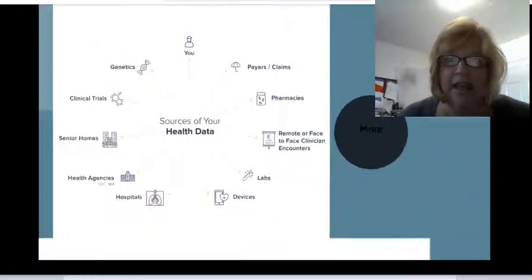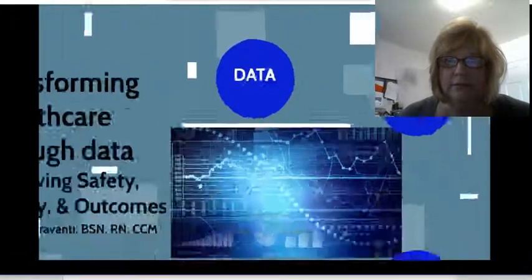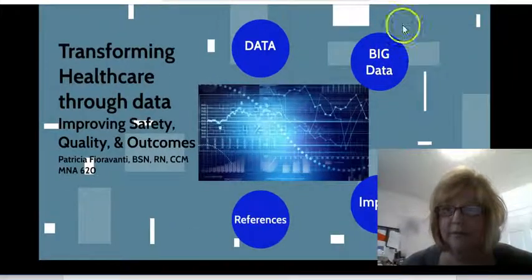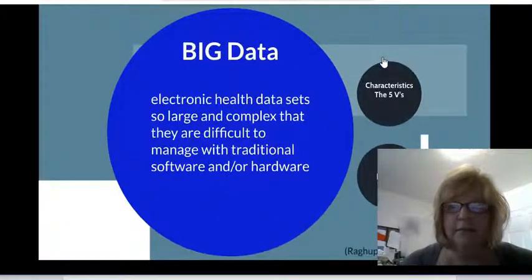Now let's take a look at big data. Big data in healthcare refers to electronic health data sets so large and complex that they are difficult or almost impossible to manage without traditional software and hardware. Nor can they be easily managed with traditional or common data management tools and methods. Big data in healthcare is overwhelming, not only because of its volume, but because of the diversity of data types and the speed at which it must be managed.